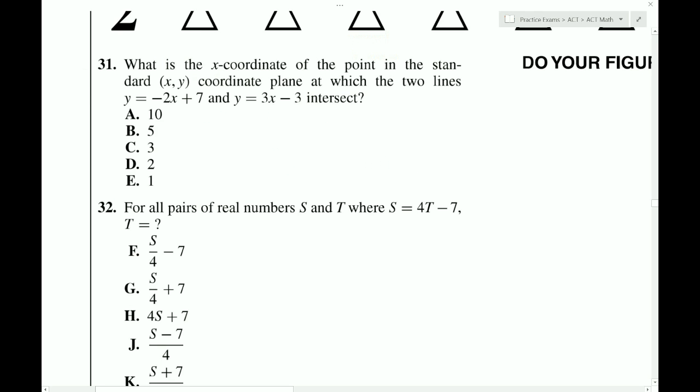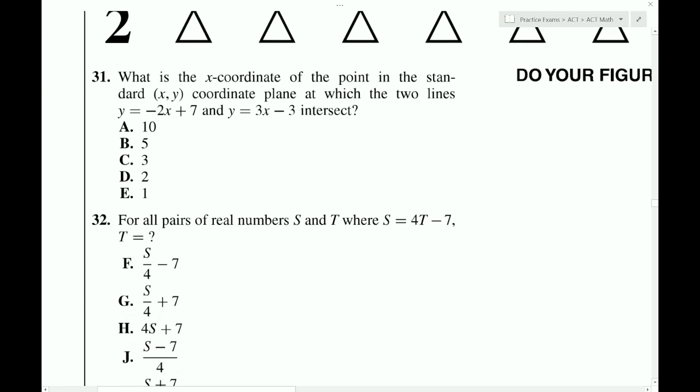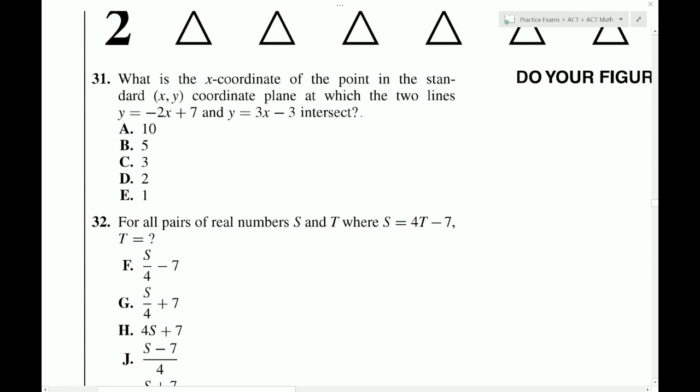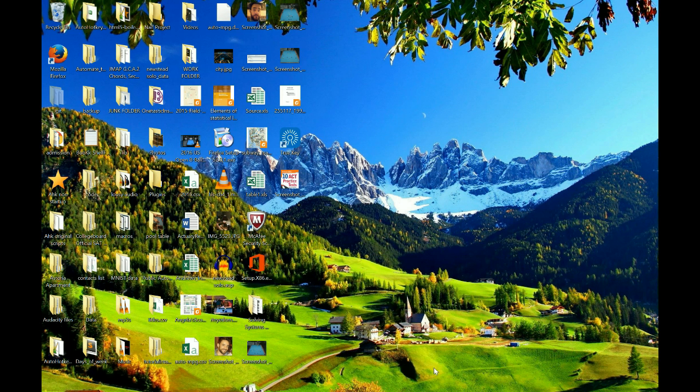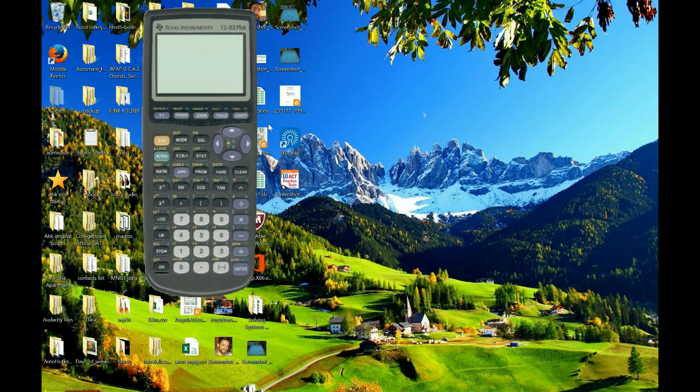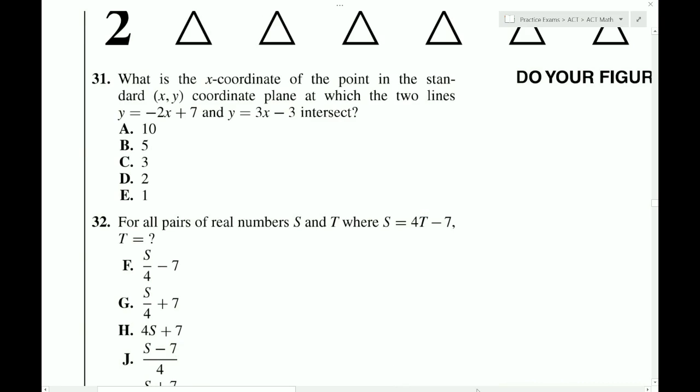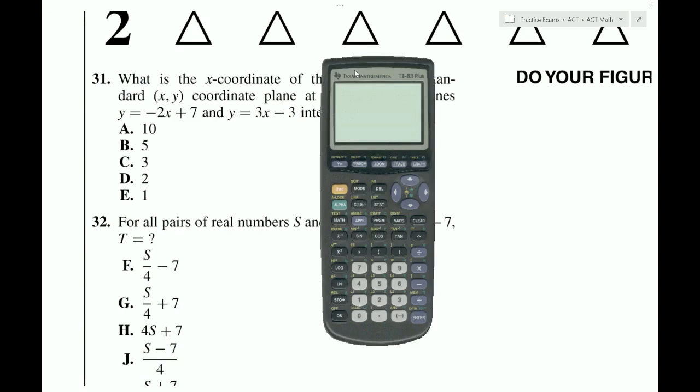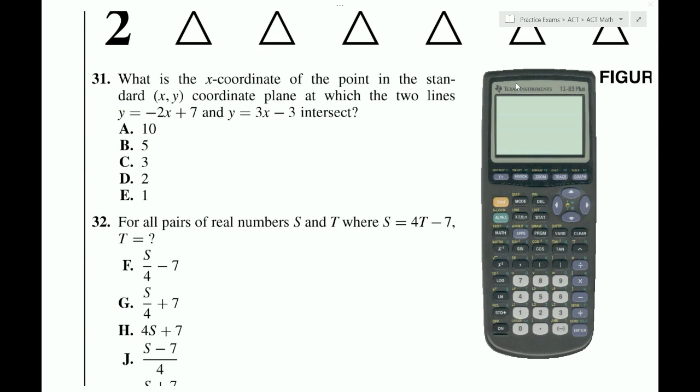Alright. What is the coordinate of the point in the standard coordinate plane at which two lines intersect? So probably the simplest way to do this without a whole lot of thinking would be to use your calculator, right? So let's see if we can do that. Just a moment here. Okay. Here we go. So what is the x-coordinate of the point?